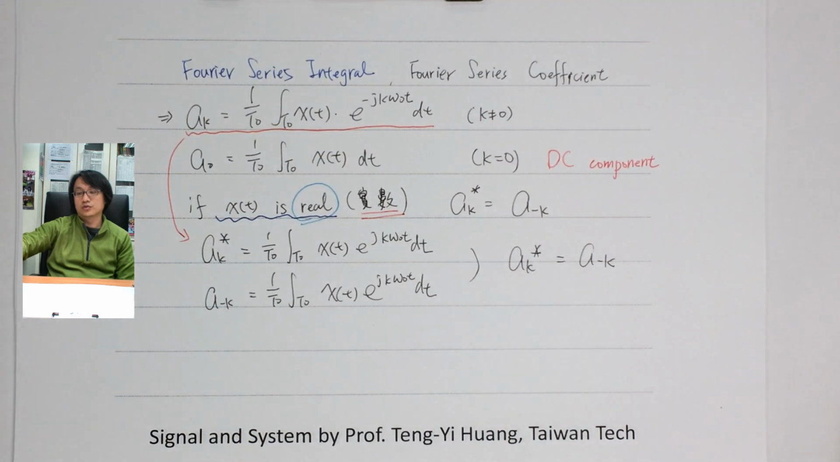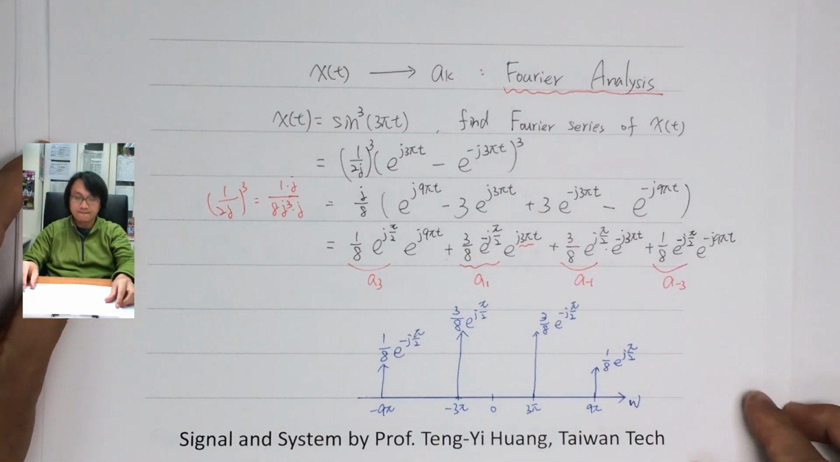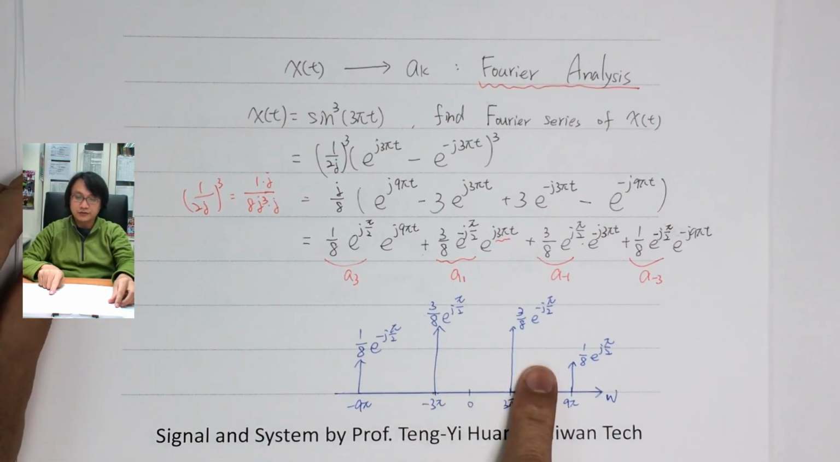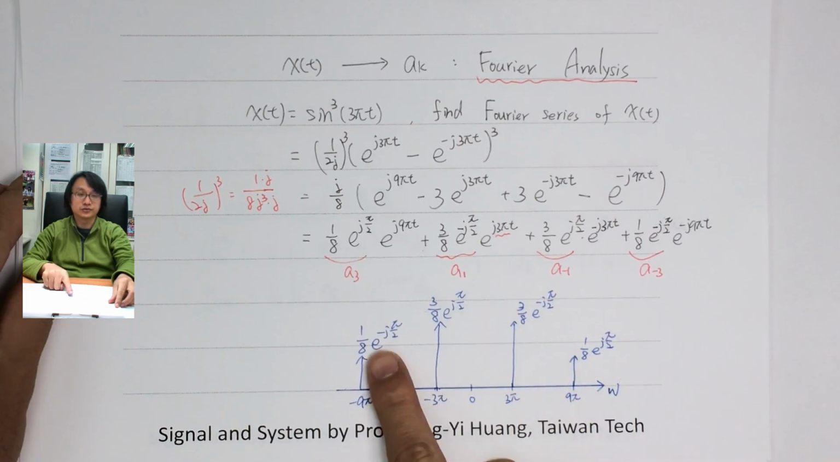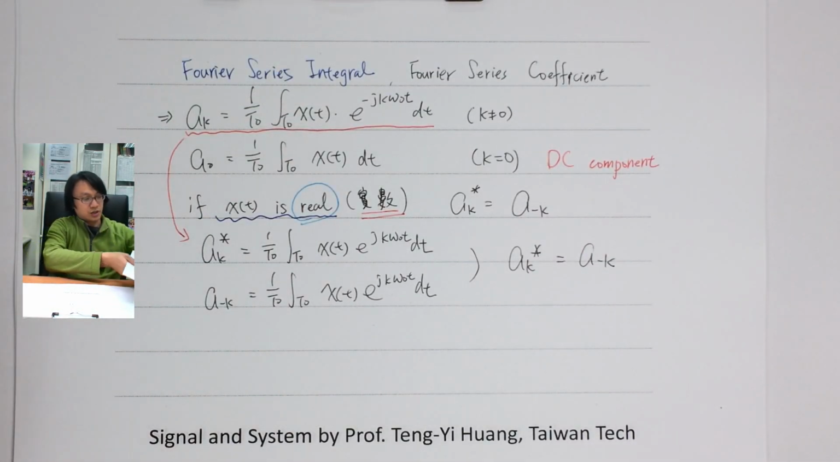In most applications, x of t is real valued. So your Fourier series coefficients are very often complex conjugates at positive and negative frequencies. We did examples earlier where the positive and negative frequencies are complex conjugates. As long as the signal is real valued, it holds.